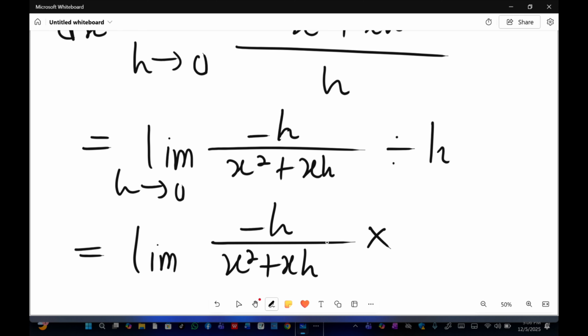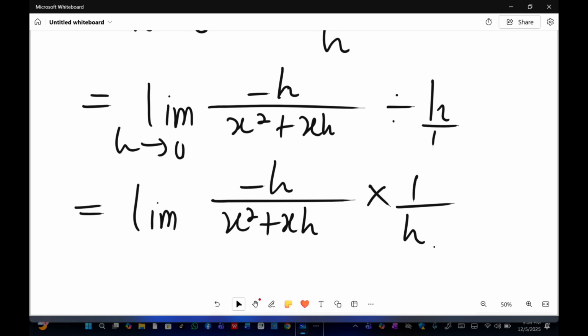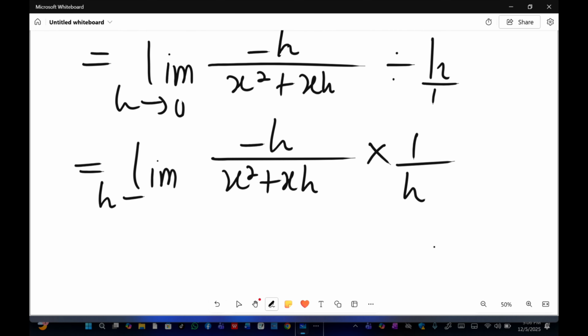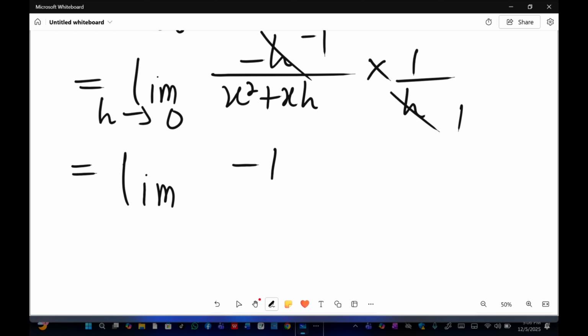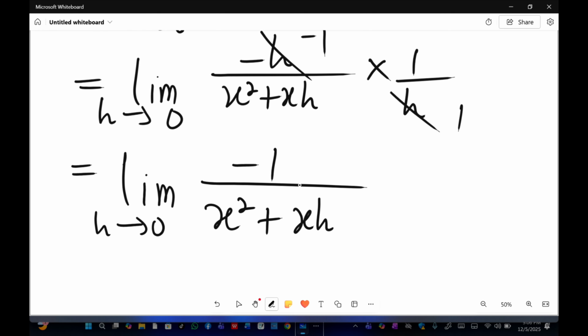Then we now multiply it by, because we have this h is the same as h divided by 1, so it's now going to be 1 divided by h, as h approaches 0. So let us continue to simplify. This h will divide itself, and we get negative 1 over x squared plus xh. So it means we are going to get the limit of negative 1 all divided by x squared plus xh as h approaches 0.